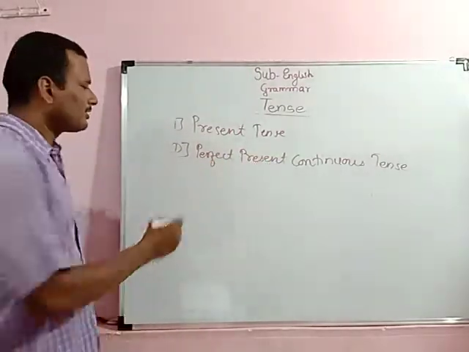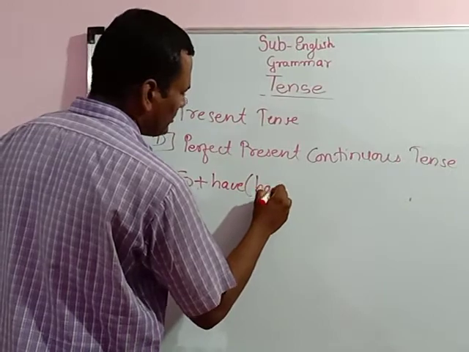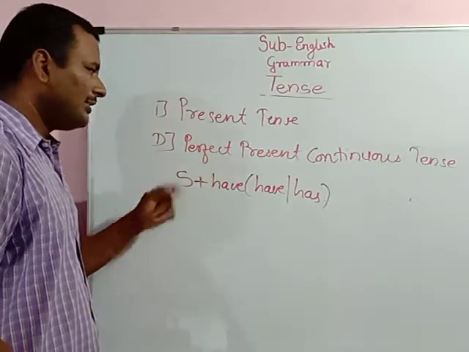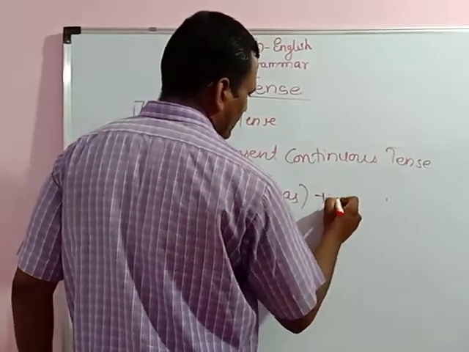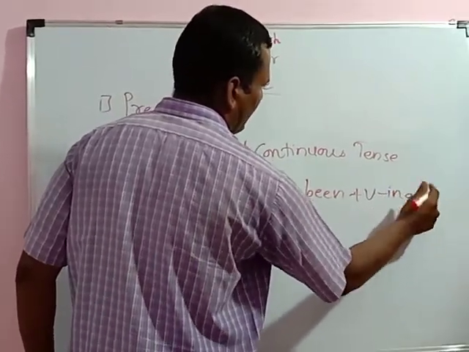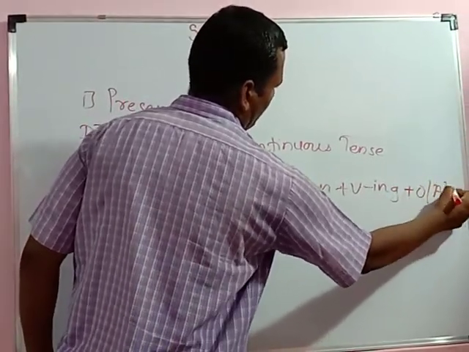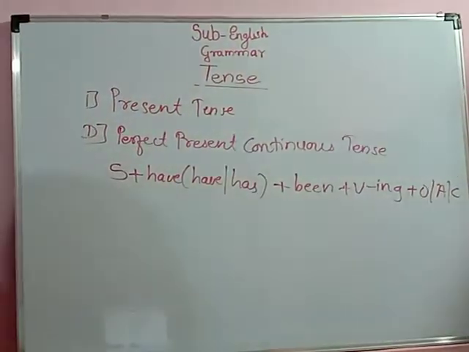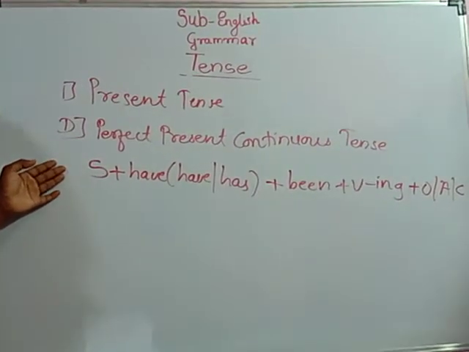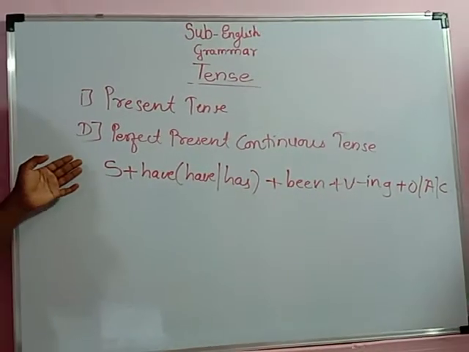See its structure. Its structure is like this: subject plus have in bracket. That means these are the forms of to have which are used in the present tense, plus been plus verb ing or present participle itself, plus object or adverbial or complement. In this way, this is the structure of the present perfect continuous tense, and it is used to indicate the action which started in the past but still is going on.